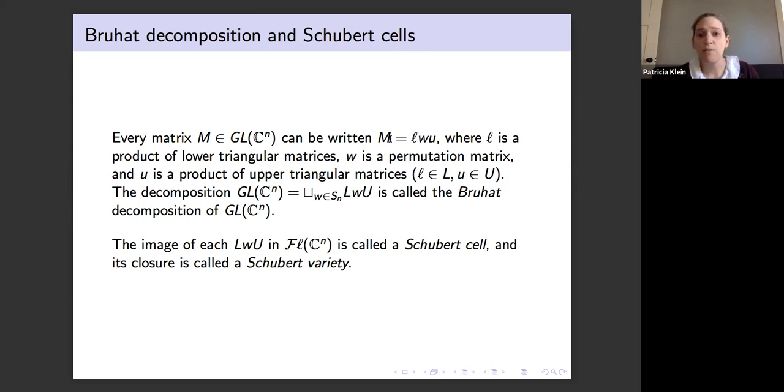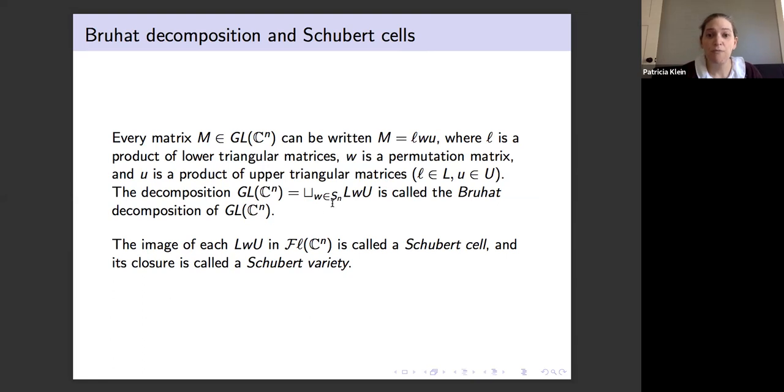This gives us an equivalence relation. It decomposes GL_n(C) into these cells, and they're called Bruhat cells. By cell, we mean a cell in the topological sense, where a Bruhat cell is homeomorphic to a copy of affine space. And so we can glue together these Bruhat cells to give us the flag variety.